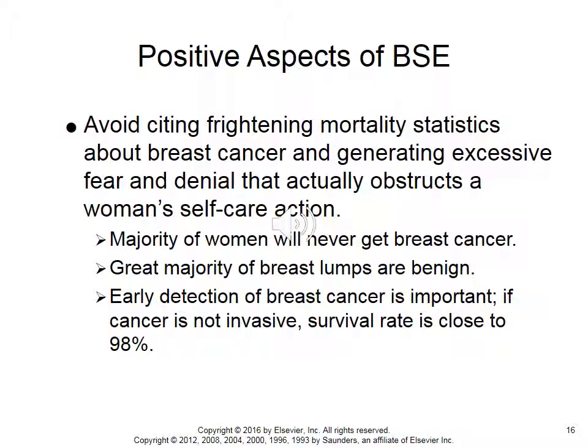Some important things to discuss with your patients when it comes to self-breast exam. The majority of women will never get breast cancer, so it's still important to do your breast exams every month, but reassure them that the majority of women do not get breast cancer. And the majority of women, if they find a concern, it ends up being benign. Early detection of breast cancer is important. So that's why we want women doing self-breast exams, and that's why we want women having this screening done. If breast cancer is caught early, survival rate is 98%.